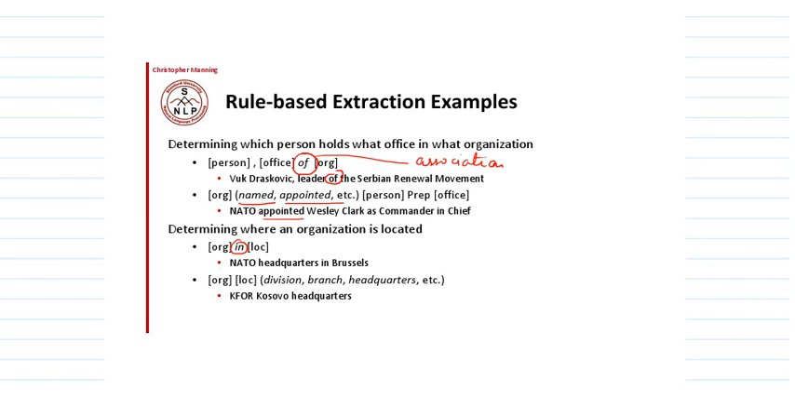So again, as I told earlier, these rules are present in specific domains, and rules change with domain and with time. So these kinds of approaches are not very practical.